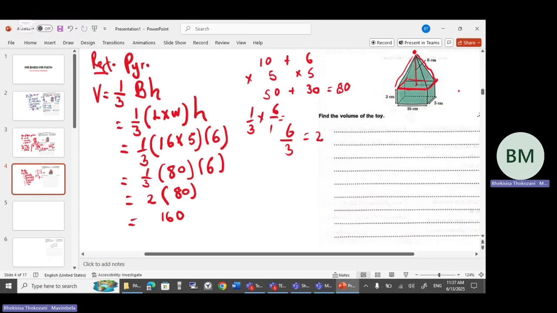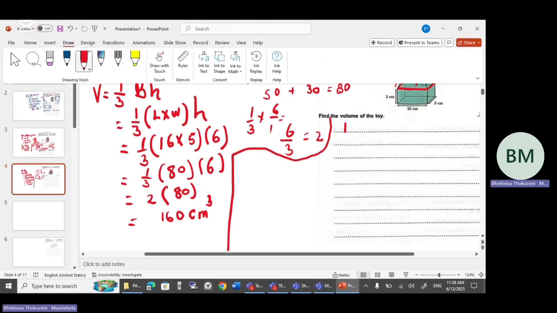And now, again, check your units. The units here, it's centimeter, because it's a volume. So you're going to write centimeter with a small 3 on top, which is 160 cubic centimeters. All right, guys? So I hope that makes sense. But this is not complete. I still need to find now the rectangular prism. So now I need to do the next one. Now I need to find, let me use a different color.